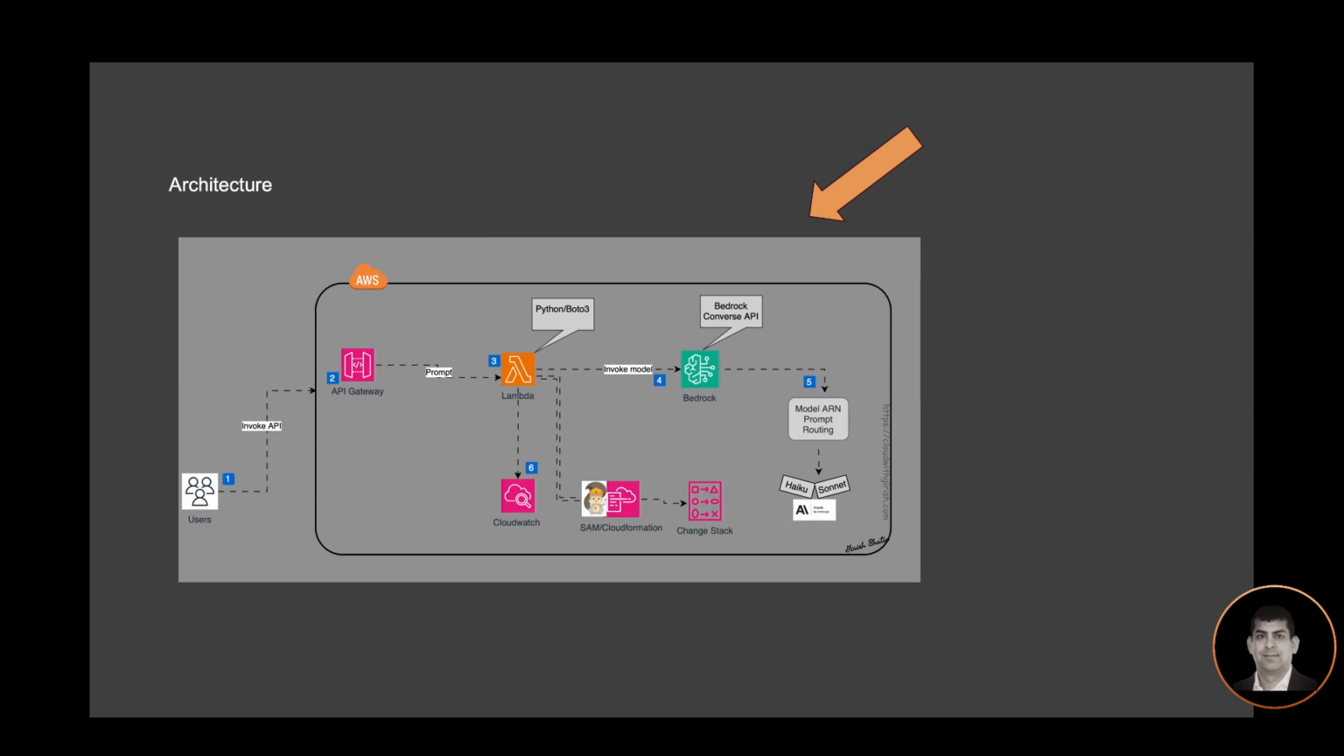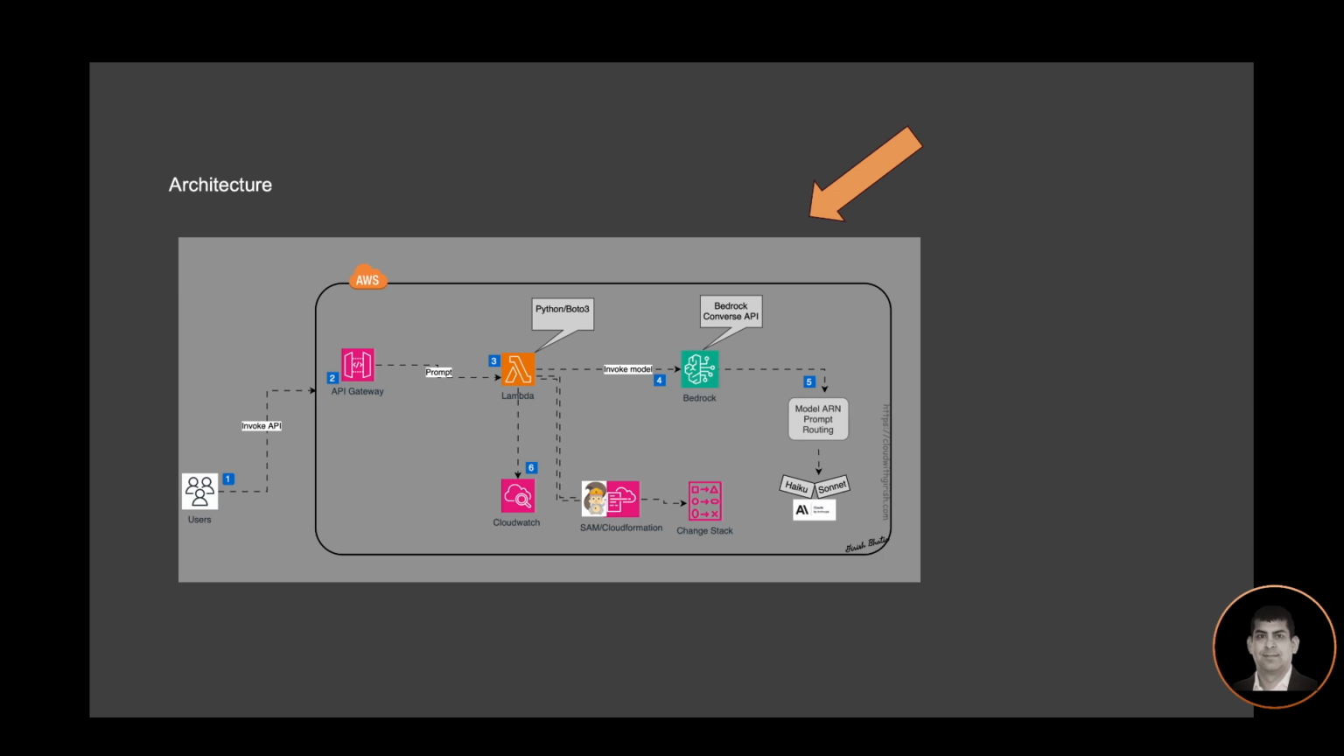Let's look at an architecture. We have a user that is invoking an API. The API is integrated with a Lambda function, which is invoking the model through Bedrock. In Bedrock, we are specifying the model ARN for the family, and then Bedrock is selecting which model to use to process the prompt. So this is the architecture of a serverless generative AI solution.